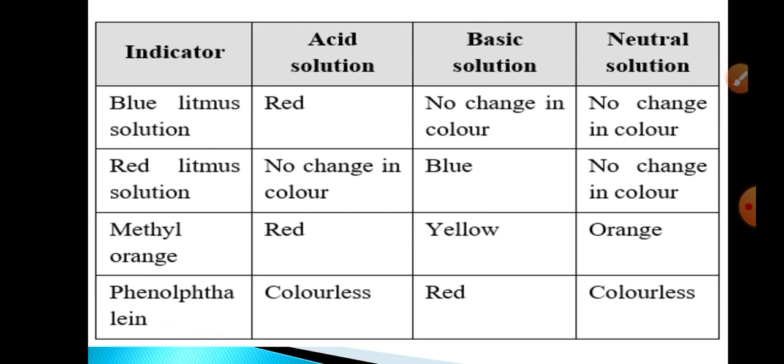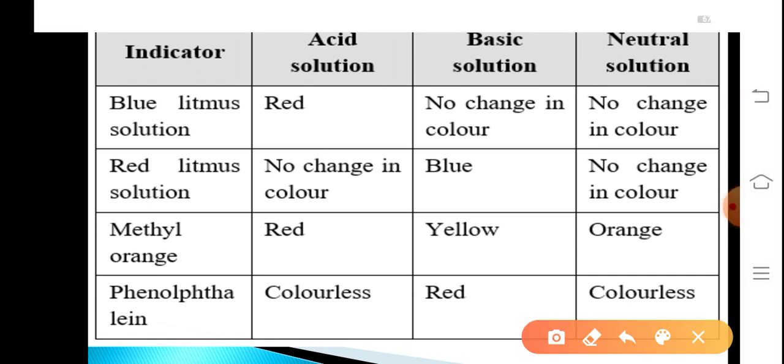So what are the different common types of indicators which can be used to detect the presence of acid and basic solution? So we have three common indicators: litmus, methyl orange and phenolphthalein. So what are the colors these indicators impart with acid solution or with basic solution? Let us take a look one by one.